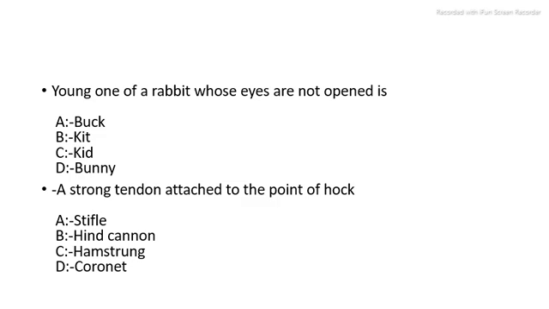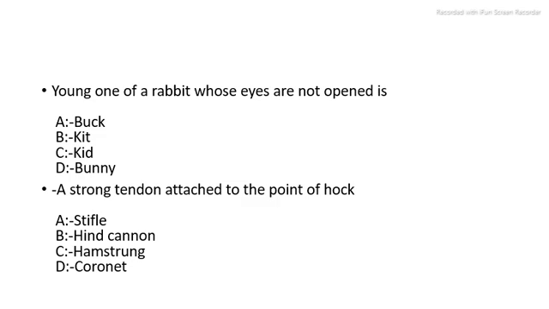So what is the young one of rabbit whose eyes are not open called? Option A buck, option B kit, option C kit, option D bunny. So correct answer is option B, that is kit.